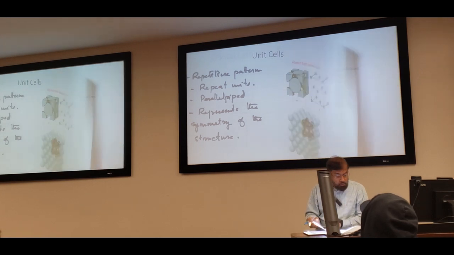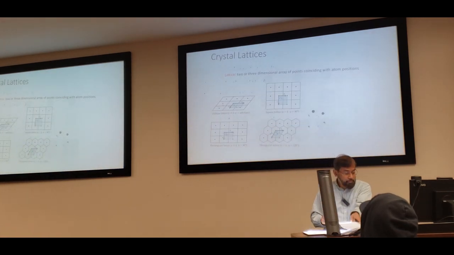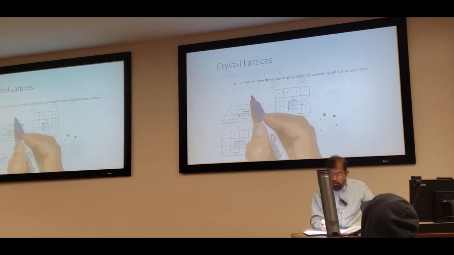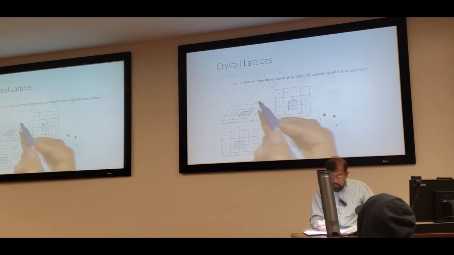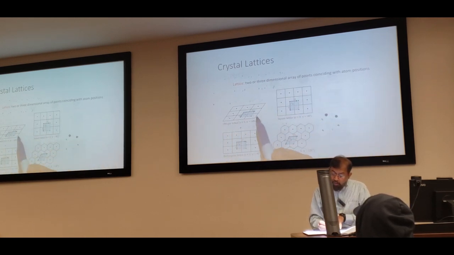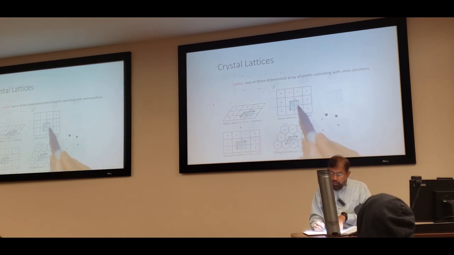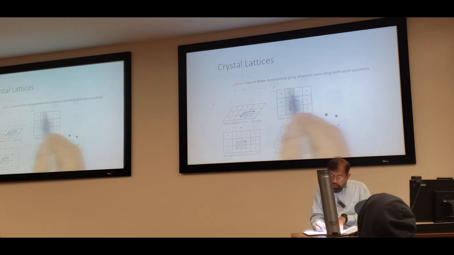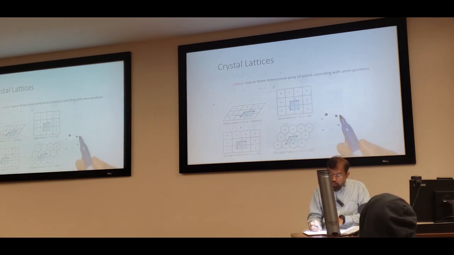Now if you look at the crystal lattice, there is another term called a crystal lattice: a two or three dimensional array of points coinciding with the atomic positions, where the atoms are present. Such a representation is a crystal lattice. Here it is the representation.